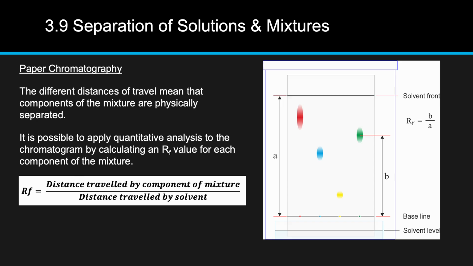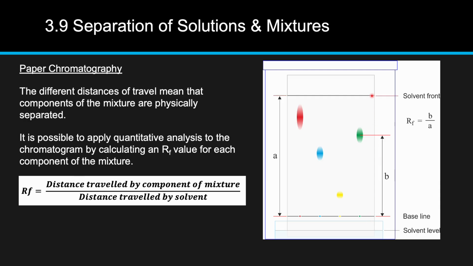So if we're looking at this example on the right here, we can see they all started at the baseline, which is this line here. So this is where we would start to measure. And then we can see that the solvent traveled all the way up to the solvent front, which is here. So this would be our denominator value, the distance from the baseline to the solvent front.